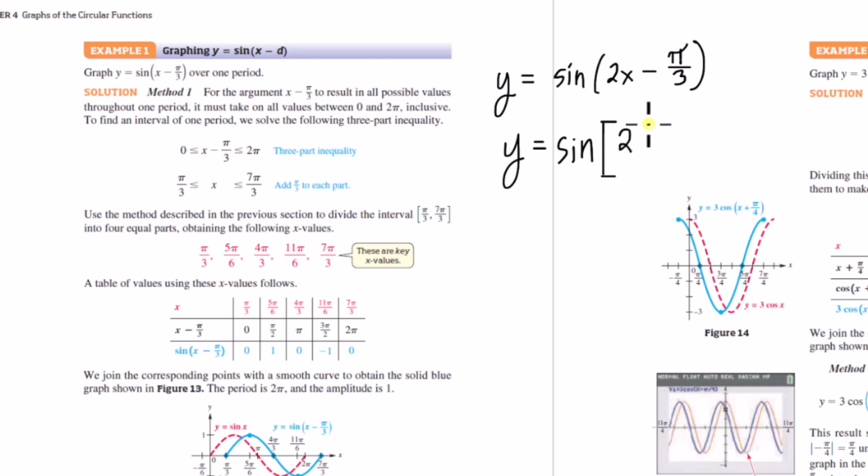So factor out the 2, and you have x minus, and then this would be what? Pi over 6. So you distribute that, you have 2x minus pi over 3. And now, with that coefficient of 1 in front of the x, we see what the shift is. It's pi over 6 to the right. It shifted pi over 6 to the right, and then it scaled too.